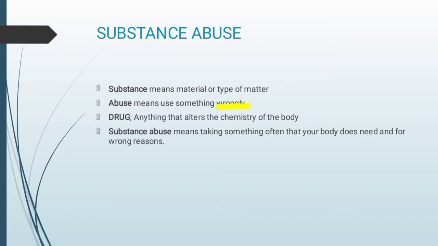What is a drug? A drug is anything that alters the chemistry of the body. Anything that disturbs the normal functioning of our bodies is called a drug. Therefore, substance abuse means taking something often that your body does not need and for wrong reasons. So you can say substance abuse is the taking of any substances for a wrong reason or a wrong purpose. Those are the definitions you can give when you're asked to define what substance abuse is. Very good.